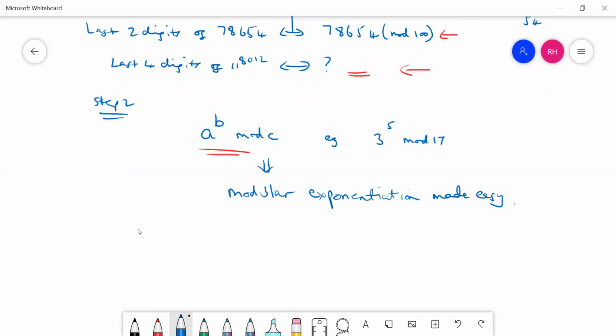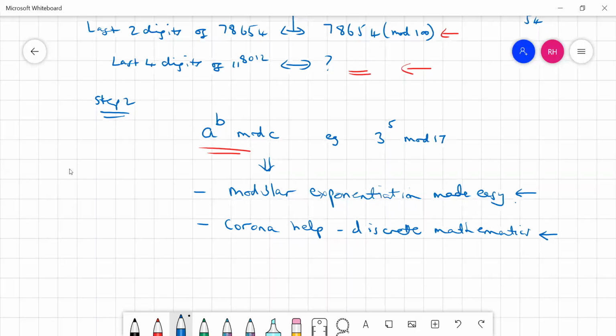If that doesn't work for you, then you could have a look at my Corona Help discrete mathematics playlist full of videos. You could have a quick flick through that as well, see if you can find anything to do with modular powers, modular exponentiation, something that might shed some more light on this. I may actually decide at some point to set up a new playlist just for modular arithmetic because I've had quite a few questions on it. So it'll either be discrete maths or modular arithmetic. Okay, so that's that one.